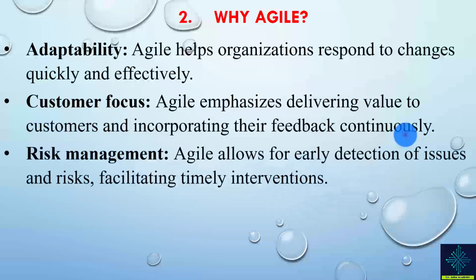And then risk management. Okay, risk management is always there, but again, there is more emphasis on risk management in Agile. Agile allows for early detection of issues. Why? Because customer collaboration or stakeholder collaboration is always there throughout the project life cycle. So it's easier to detect issues and risks at an early stage, facilitating timely interventions to identify these risks and issues and respond to the risks.